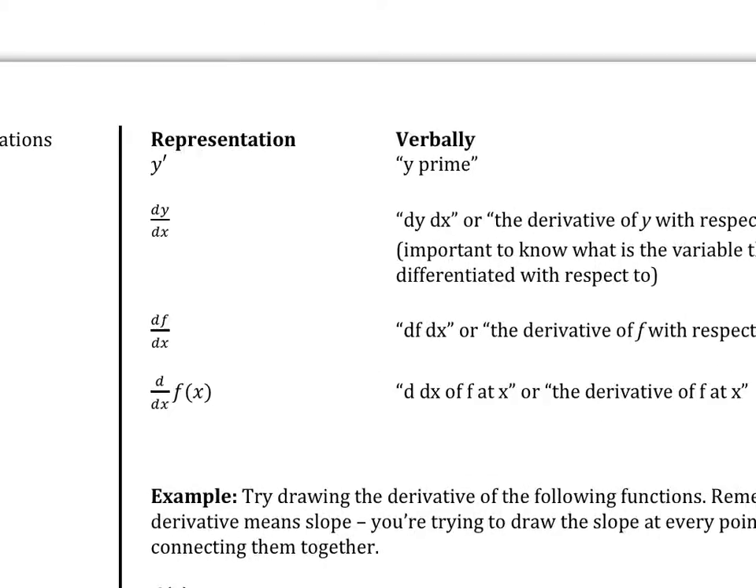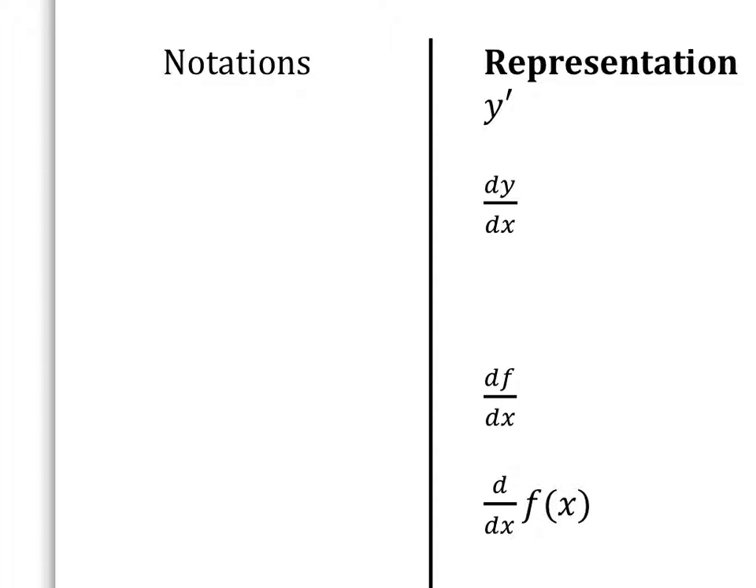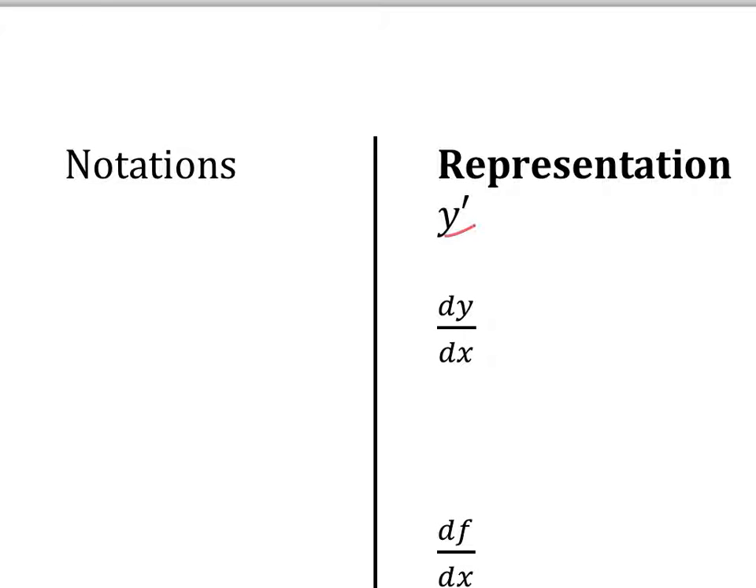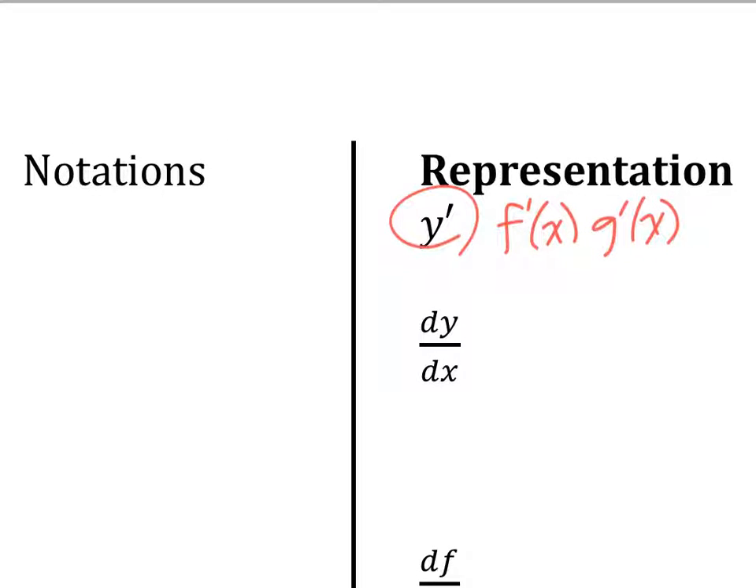Next. There are a lot of things that mean derivative. When you see something prime, whether it's f prime or g prime, anything with a prime always means derivative. Another way they're going to say derivative is they write dy over dx, and d means derivative. So basically, the derivative of y with respect to x, meaning x is the variable I am differentiating with.